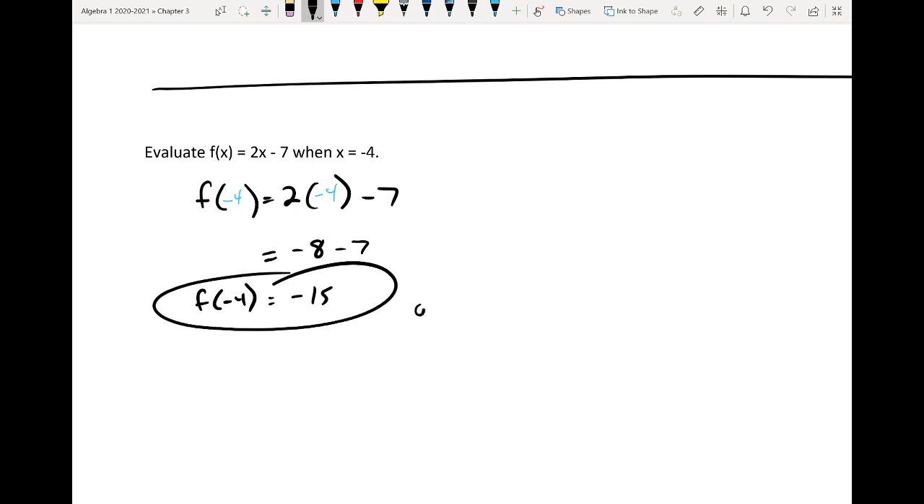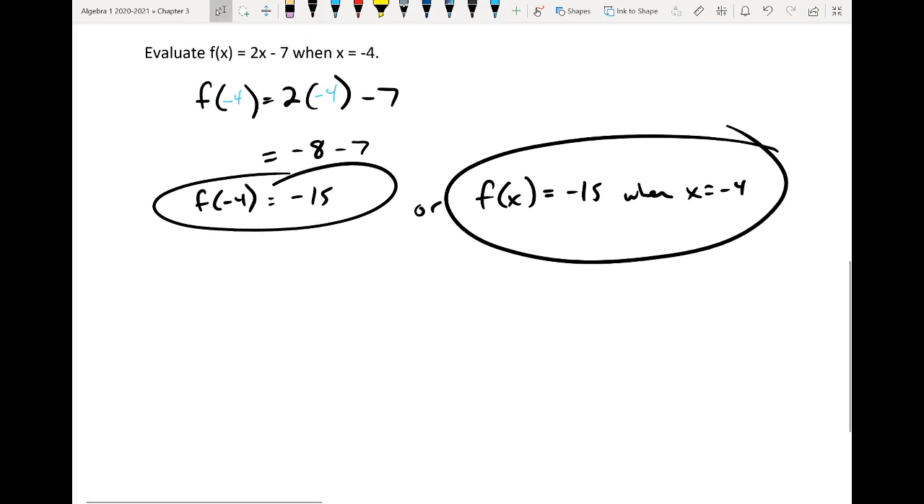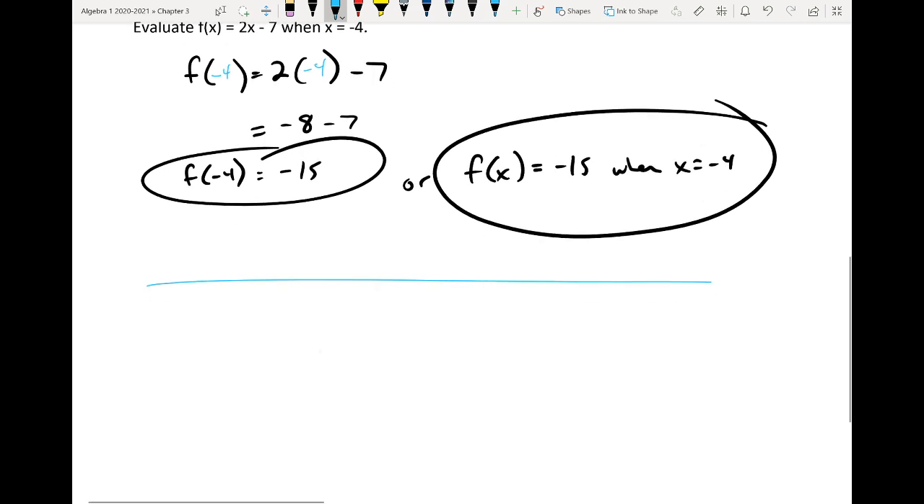This is our answer. Or the other way we could have written that is that the function named f, of x, is negative 15 when x is equal to negative 4. Both of these answers are correct. Doesn't matter to me which one is used. But I actually prefer the first one because it does a couple things. First of all, I have an ordered pair there. I have the f of negative 4, so x is negative 4, and my y would be negative 15. So it'd be negative 4 comma negative 15. It's also just less to write, but either thing is permissible. It's fine.